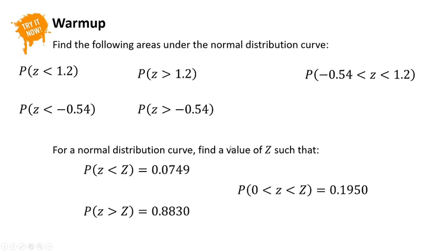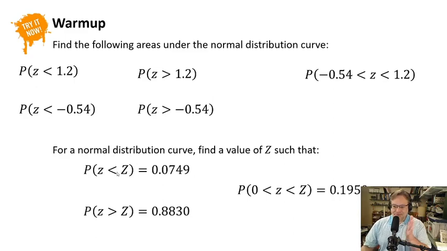And then lastly, we're trying to find a threshold somewhere along the normal distribution curve here, in which the area to the left of it, in other words, less than, would be 0.0749, or the area to the right of it would be 0.883, or the area between the middle of it and where it is to the right is 0.1950. So take some time to warm up using these particular problems here. Take some time for that.